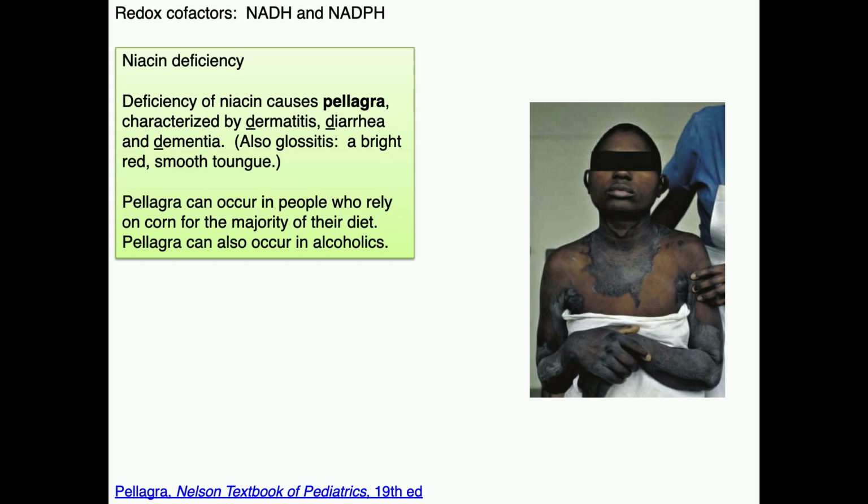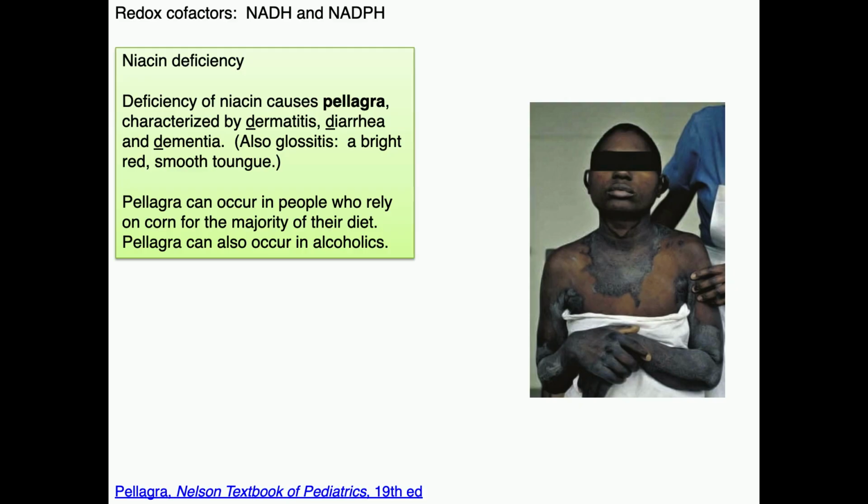So pellagra, you would remember it by either the 3 Ds or 4 Ds. Dermatitis, dementia, and diarrhea. Okay, those are the 3 Ds. The 4th D is death. So this can be fatal if it's not corrected.